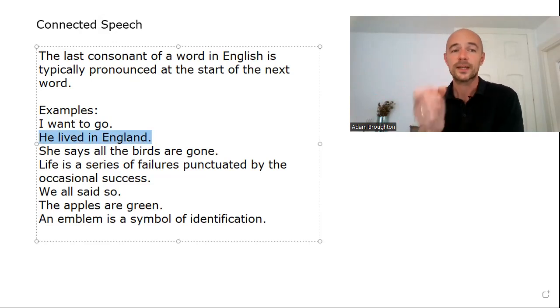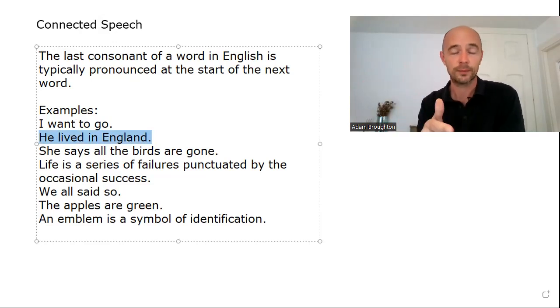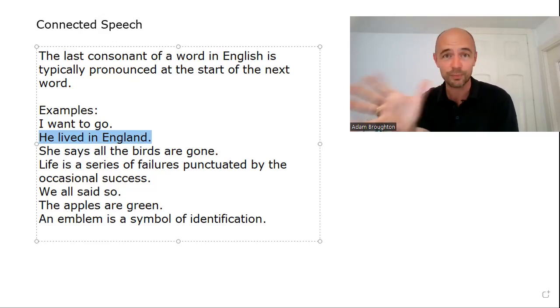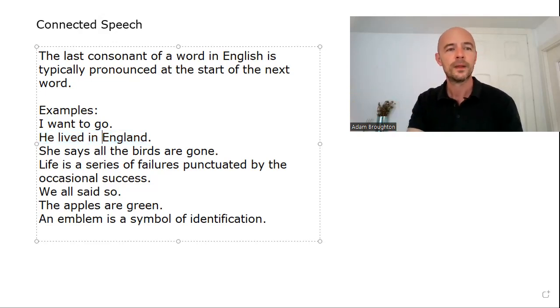Listen to how I'm saying this and see which sound is moved to the next word. He lived in England. He lived in England. So even if I say this slowly, again, this is not a speed thing. It's just the way that the words are pronounced in English. He lived in England. So you can hear that the D gets transferred to here. This is what it sounds like. He lived in England.